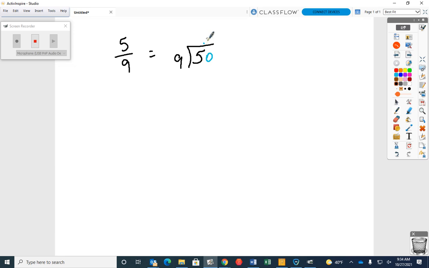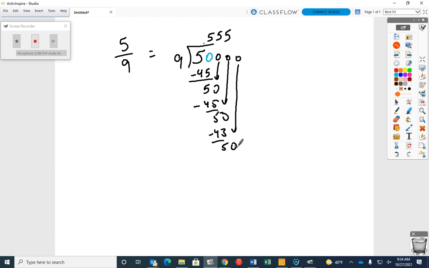How many 9s go into 50? 5. Okay. So if I do 5, what do I have down here? I have a 5, don't I? Now I'm going to add another 0. How many 9s go into 50? 5. Now I have another 0. How many 9s go into 50? Okay, am I ever going to stop this? No. Okay, so what does that mean? Yeah, okay, this means the answer is 0.5, but I'm going to put a bar over the top.